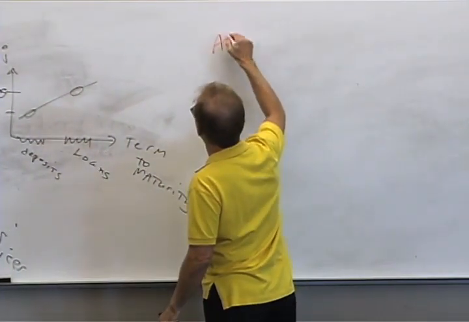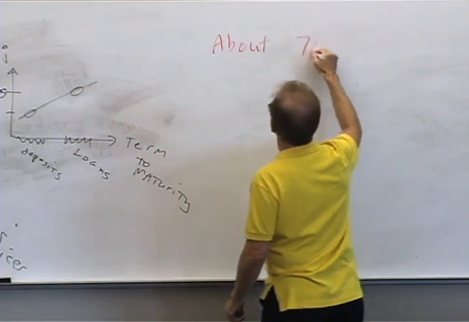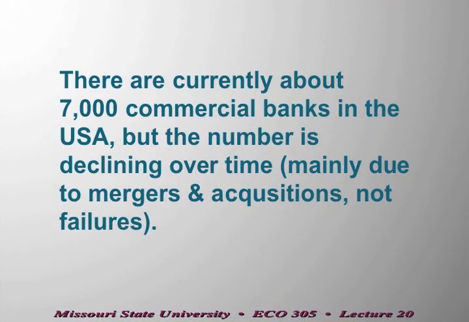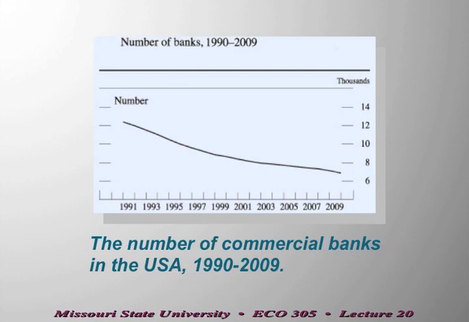There are about 7,000, 7,500 banks in the United States. These are commercial banks in the USA. The number's been declining over the years, and so it's probably closer to 7,000 to 7,500. But anyway, someplace in that range.